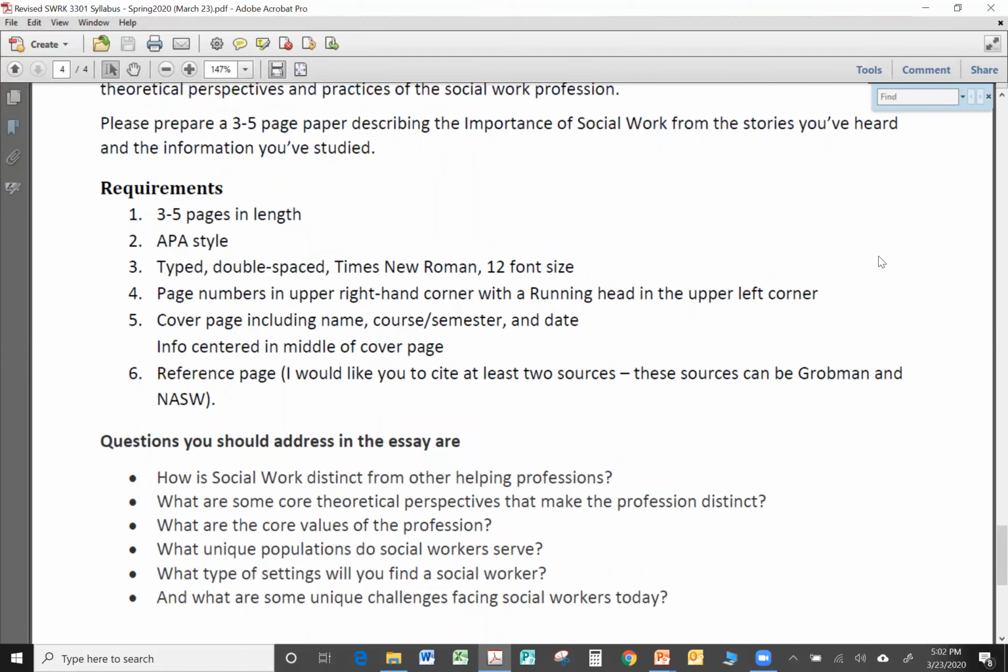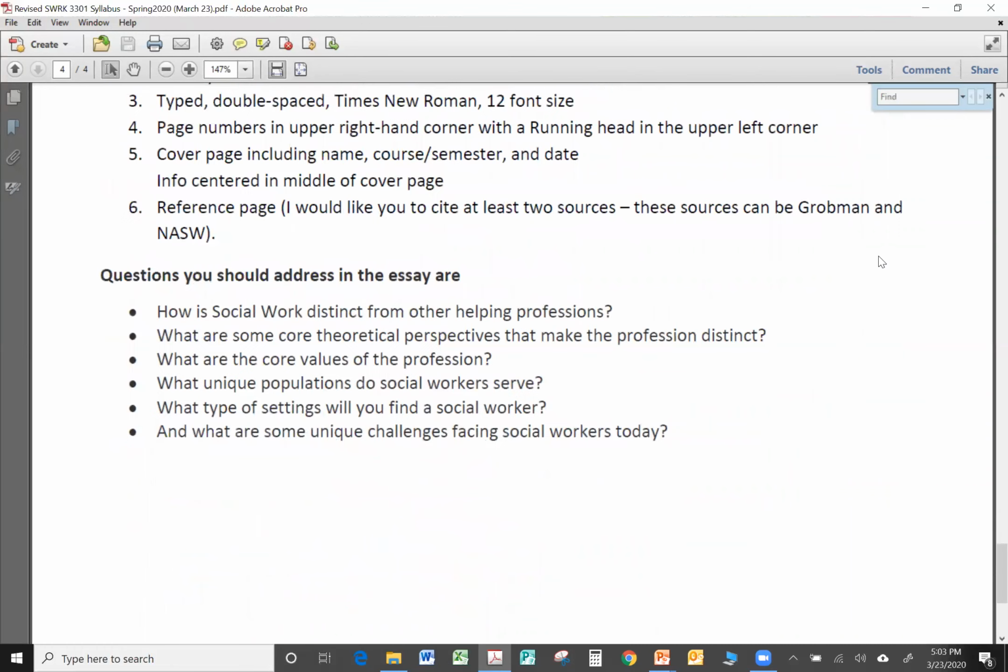And you can use the NASW as another source. And that's a hint just to say, I want you to talk about social work values, so you should quote the NASW Code of Ethics that has those social work values in it. These are the questions that you would be addressing.